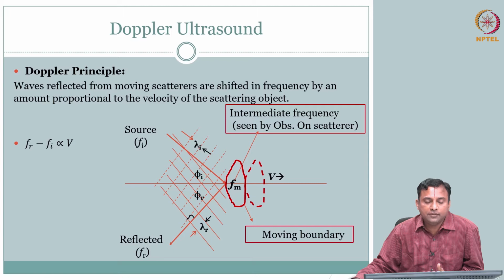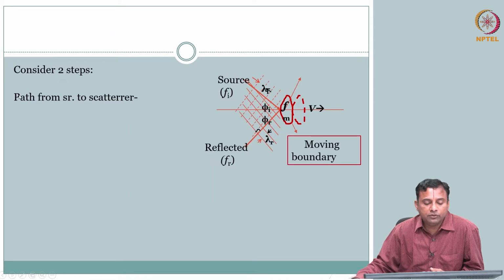The easiest way is to start writing it out right from the fundamentals. We need to relate the frequency you are sending and the frequency you are receiving. Both of these are related to this Fm, the frequency that is observed when you sit on this object, and there is a motion of this object. So we will start with the two-step process. First we will see what happens from the source to the scatterer.